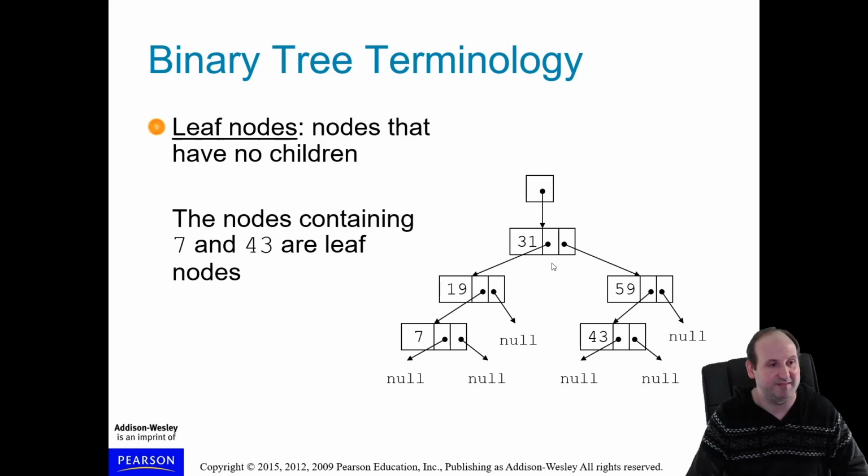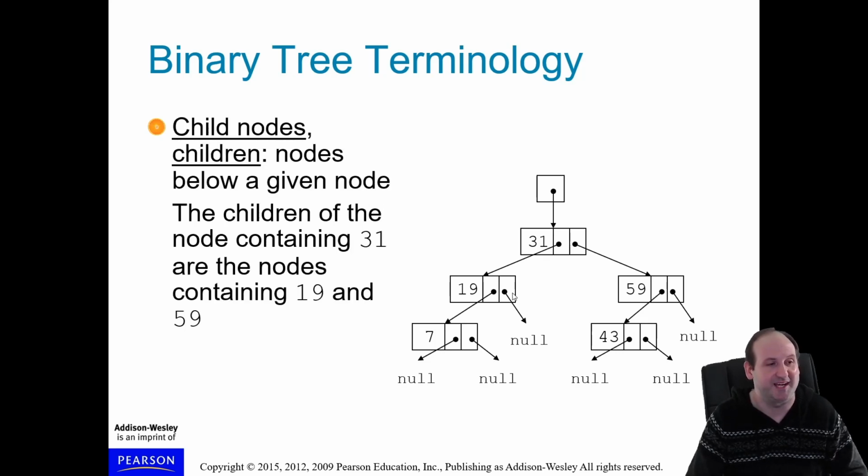So here are the leaf nodes that have no children, just as I was describing. I'm always one slide ahead of myself. The 7 and the 43 nodes are the leaf nodes. The 31 is the root node or the head node, however you want to think of it. And everything in between, I don't know if there's a real term for it, but those are the nodes that are both parents and children.